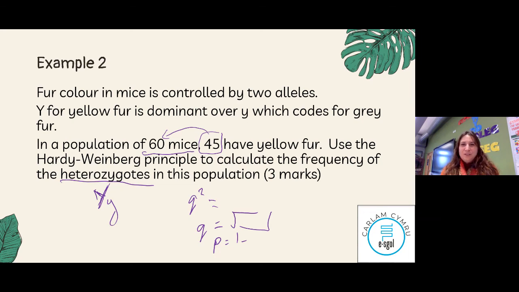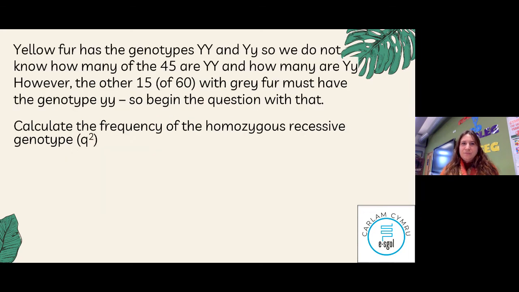Okay, you can pause the video if you need to. So, yellow fur has the genotypes capital Y capital Y and capital Y little y, which is what I put on the other slide for you. So the other 15, hopefully you were able to do that, but they did give it to you in the question. So we knew that 45 had the other alleles. So we begin the question with this: calculate the frequency of the homozygous recessive genotype.